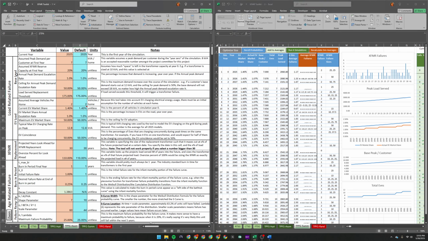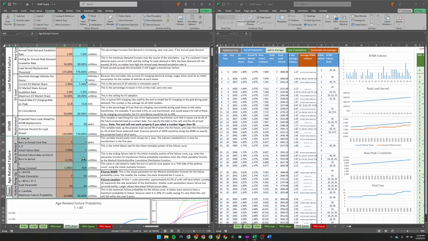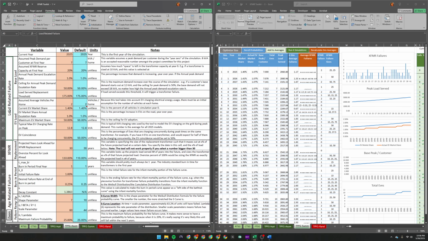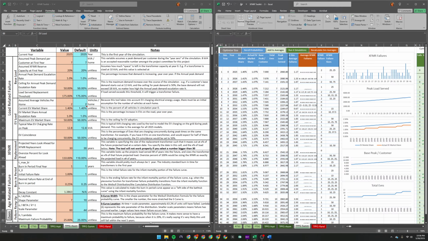So moving right along. You'll notice here there are these sections like load-related failure, transformer replacement, and then age-related failure. With load-related failure, we're basically talking about load due to the base load increasing or load increasing due to people buying more EVs, what this whole tool is about, right? So back to the summary tab there. We're going to move on to this EV section.